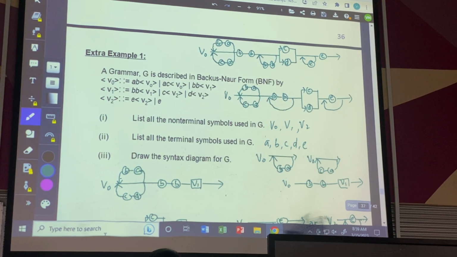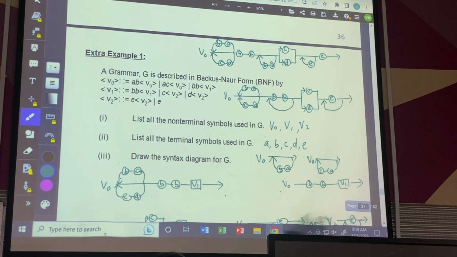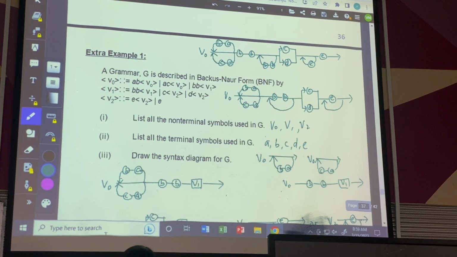For this one, anyone have different diagram that you're not sure correct or not? You want me to check? You can let me see it if you have other than this.